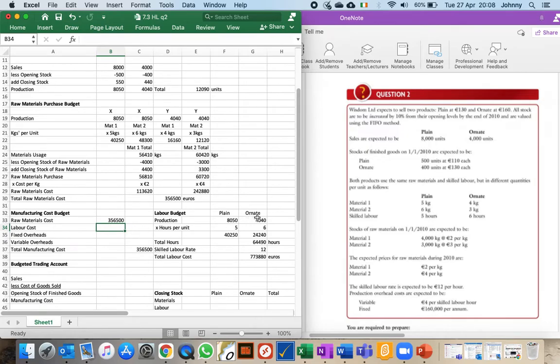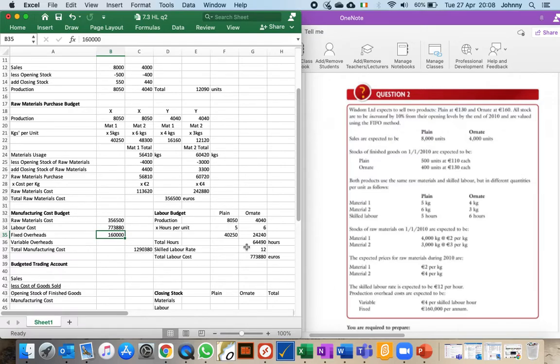So I've got my labor cost budget here, and the final number here is 733880. So that's the labor cost, so that goes in there. Now I need to deal with my fixed and variable overheads. So the fixed overheads is 160, no maths needed. Okay, so given to you from the question. And variable is €4 per skilled labor hours.